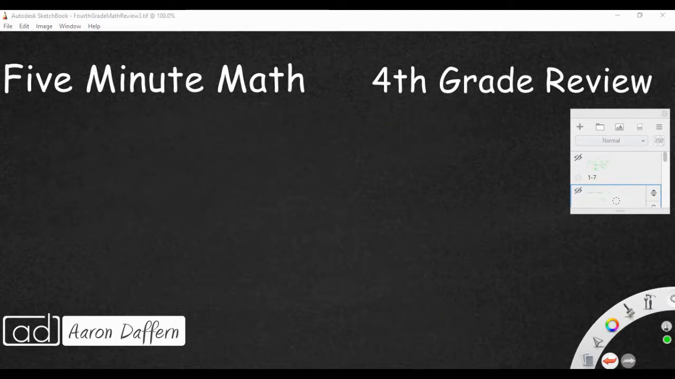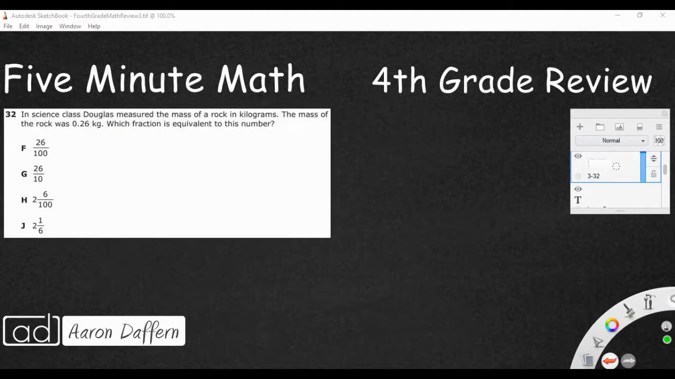And our final problem for today is going to be number 32. In science class, Douglas measured the mass of a rock in kilograms. The mass of the rock was 0.26 kilograms. Which fraction is equivalent? So we have a 0.26.